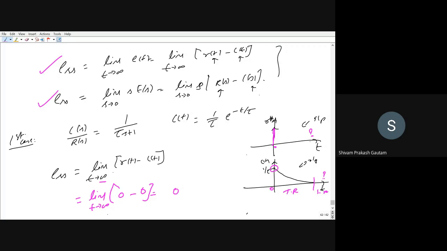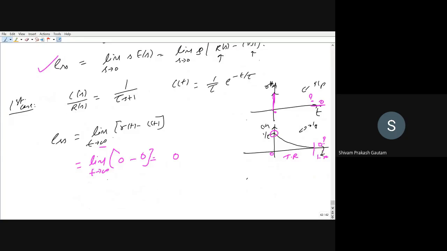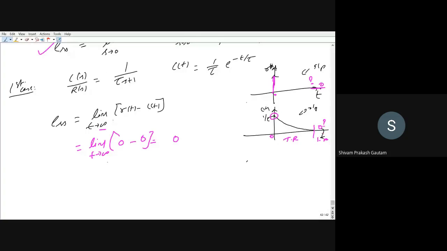You can also confirm from here. Our input is how much? This is 0. Our output is how much? That is 0. So 0 minus 0 will be 0. So our steady state error is 0. Are you getting my point? Our steady state error is 0. You can compare by input and output, right? Is it okay? Yes, sir.